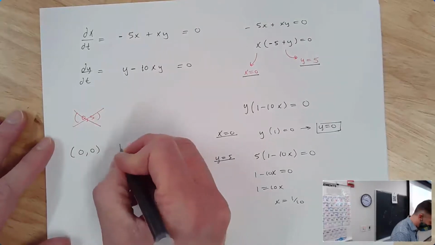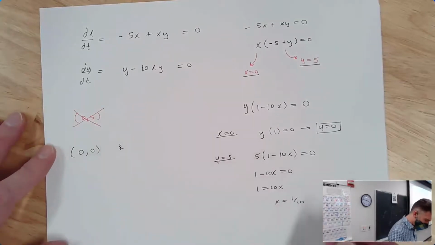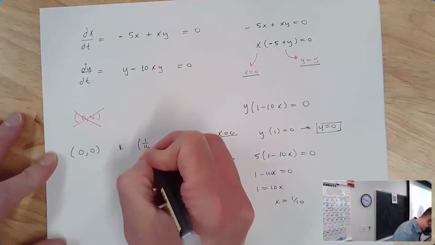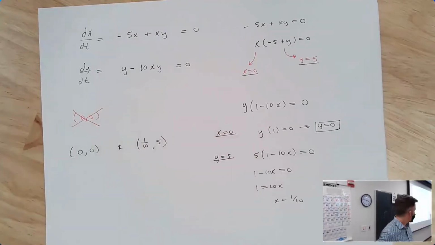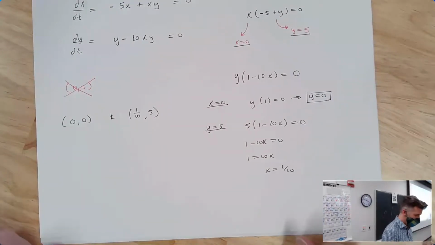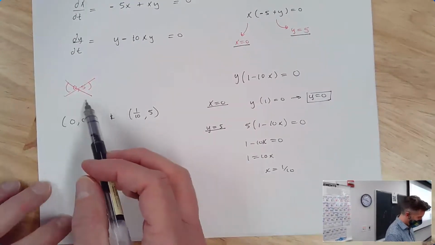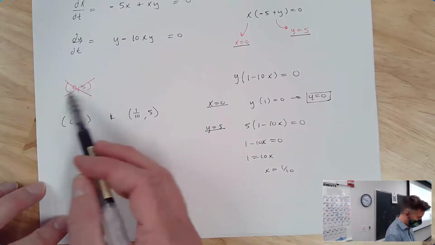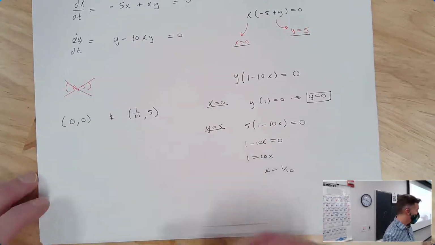And then we also have the less lovely, but still wonderful, (1/10, 5). And those are the only two equilibria. I'm going to stress again, (1/10, 0) and (0, 5) are not equilibria.